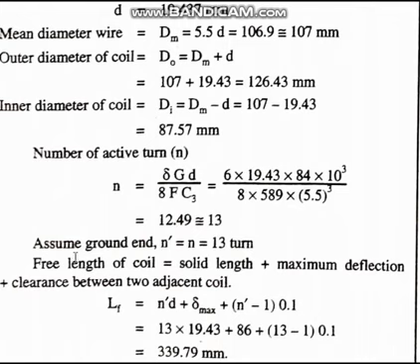And here he is assuming ground ends. You can assume anything when you are assuming. If you are assuming square and ground ends, then you have to put n dash is equal to n plus 3, but he is assuming ground ends, so n dash is equal to n he is taking. So now the free length will be solid length plus maximum deflection. This formula, n dash d into delta maximum into 0.15 delta also you can use, or this formula you can use. Any of the two you can use, no problem. So from this you will get the free length of the spring.